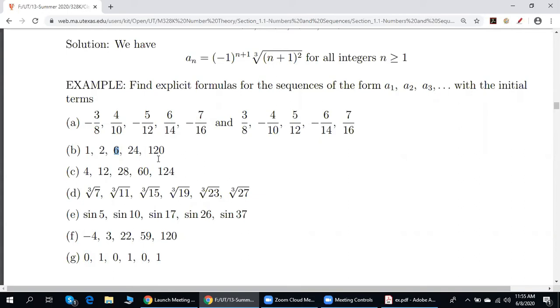Yes, so this is not an arithmetic sequence. This is not a geometric sequence. This is something else. And the formula is a_n is equal to n factorial.